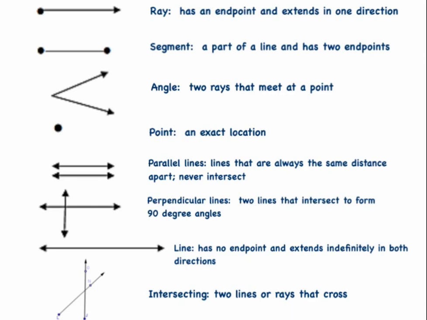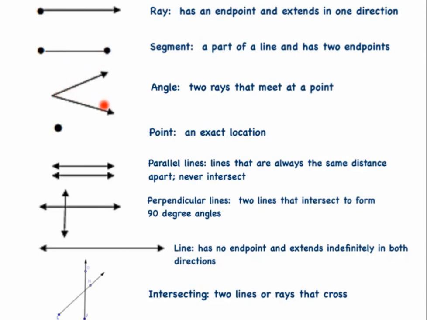Let's look at some graphics and vocabulary we need to be familiar with as we study this unit on lines, line segments, and rays. The first graphic we see is a ray. A ray has an endpoint on one end and it extends in one direction, and we represent that with an arrow. The next one is a segment. A segment is a part of a line and it has two endpoints.